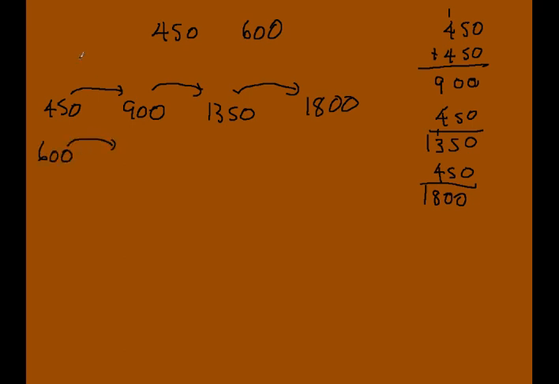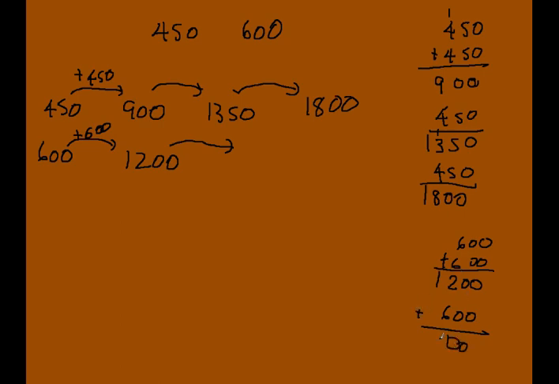You add a 600 to it. Now what is 600 plus 600? You will get 1200. 0, 6 plus 6 is 12. And then you add another 600 to it.